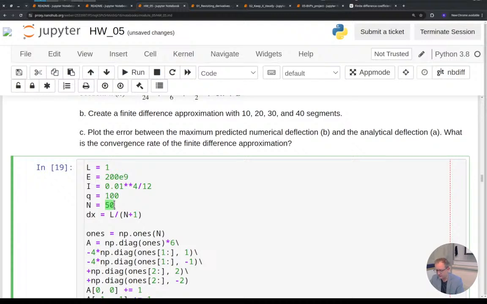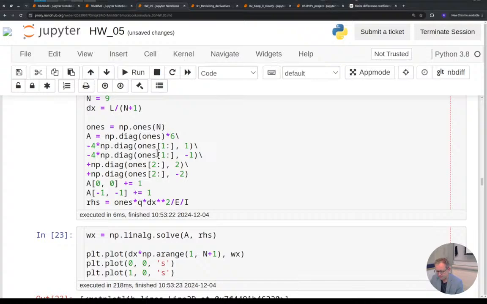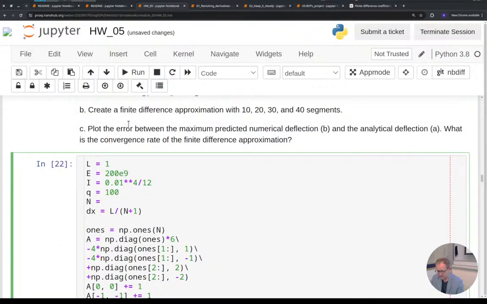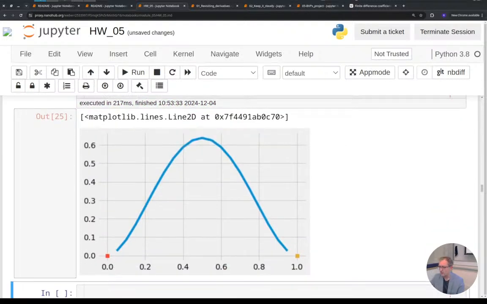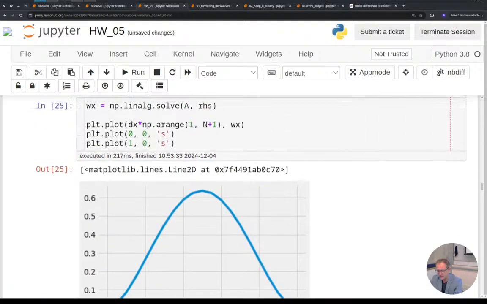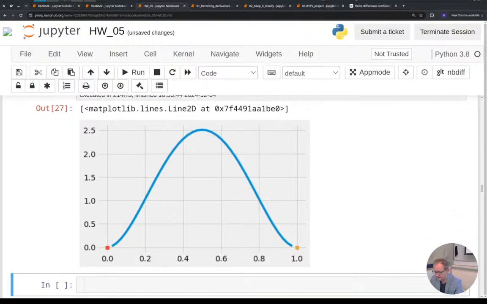Let's look at how it converges. So right now, if we start off with 10 segments, it'd be like 9 points. Starting to see something. And then if we look at 19, now we're really starting to see an encastré beam, and then go all the way up to 39, so like 40 segments. Now we really have a converged solution for that encastré beam.